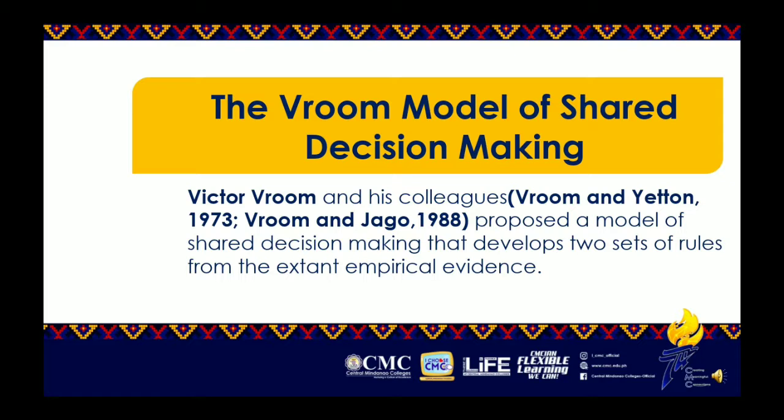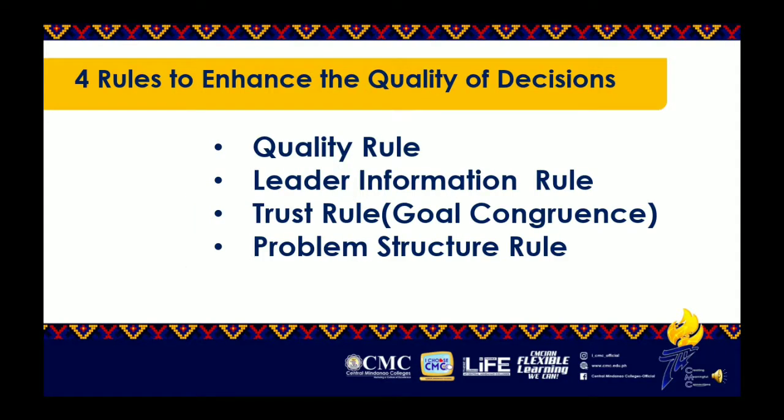Also, they proposed 5 decision styles in making a decision. But we're going to skip that first, and let's first discuss the 4 rules to enhance the quality of decisions. So we have 4 rules. First, quality rule. Second, leader information rule. Third, trust rule or goal congruence. And the last one is the problem structure rule.